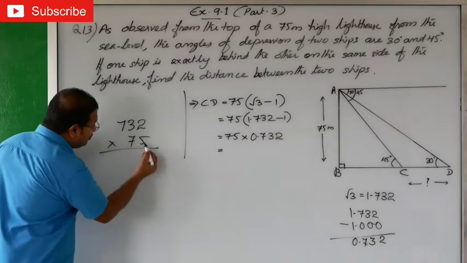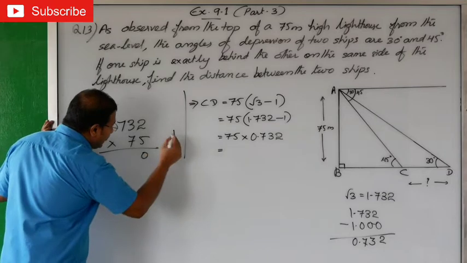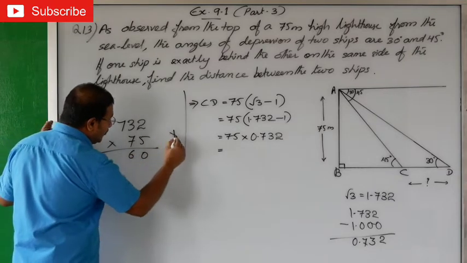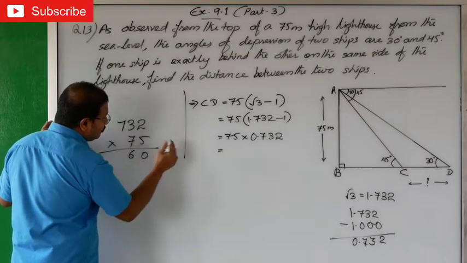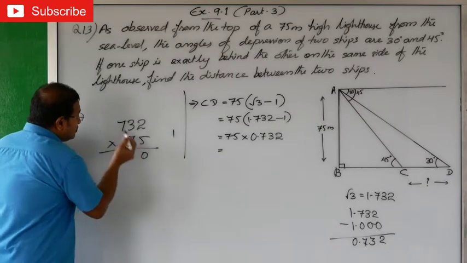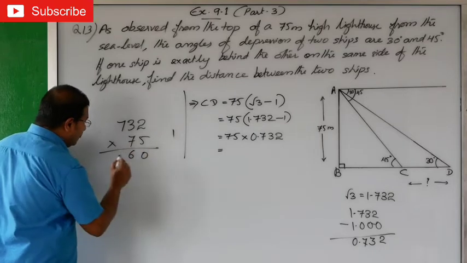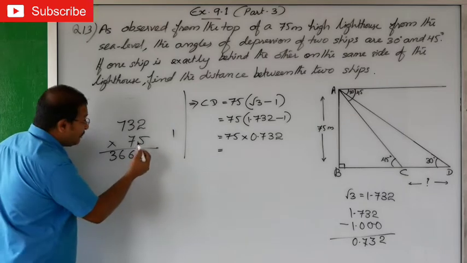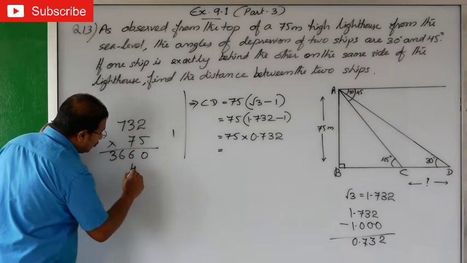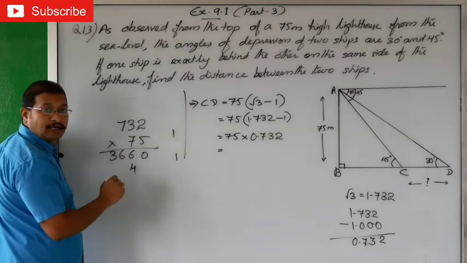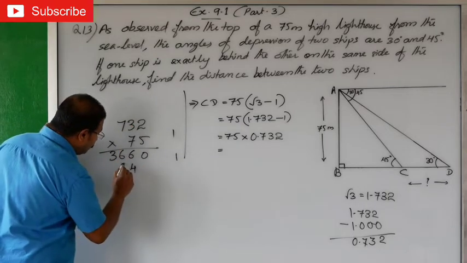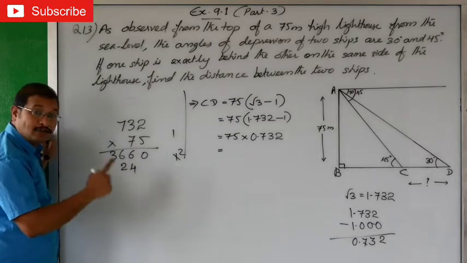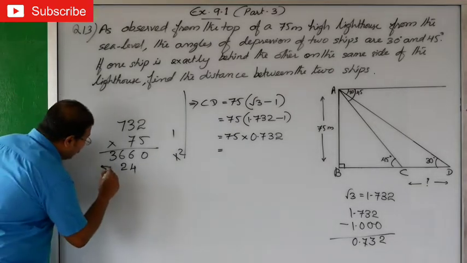So let's multiply now. 5 2s are 10, 1 in hand. 5 3s are 15 plus 1, 16, 1 in hand. 1 in hand. Now 7 5s are 35 plus 1, 36. Ready? Now we'll multiply 7 2. 7 2s are 14, 1 in hand. 7 3s are 21 plus 1, 22, 2 in hand. Now 7 sevens are 49. So 49 plus 2, yeah, 51.